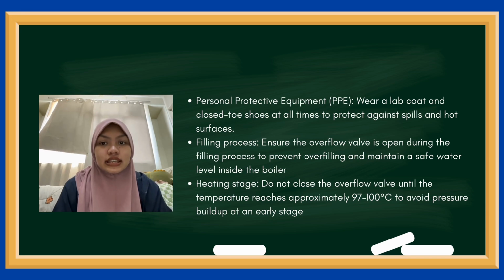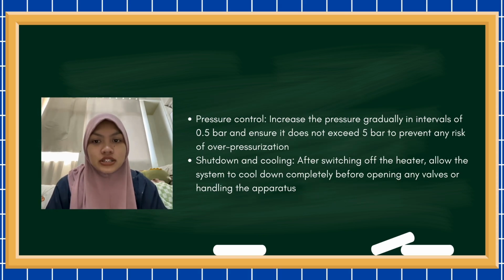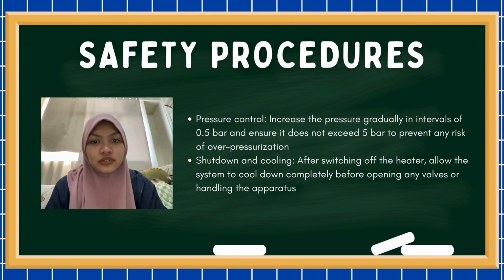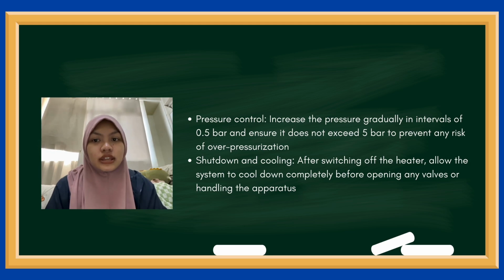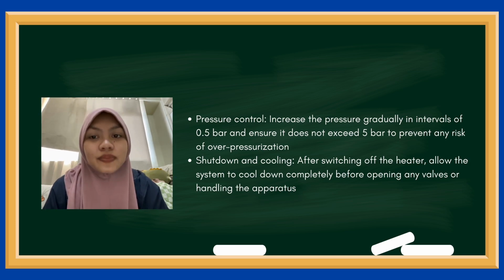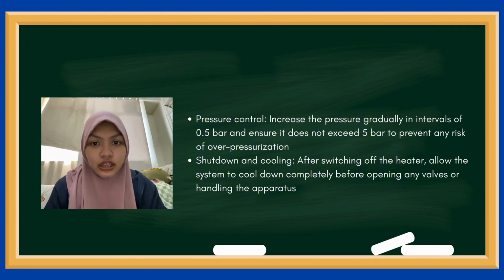The third one is the heating stage. Do not close the overflow valve until the temperature reaches approximately 97 to 100 degrees Celsius to avoid pressure build-up at an early stage. The fourth one, pressure control. Increase the pressure gradually in intervals of 0.5 bar and ensure it does not exceed 5 bar to prevent any risk of over-pressurization. And the last one is shutdown and cooling. After switching off the heater, allow the system to cool down completely before opening any valve or handling the apparatus.